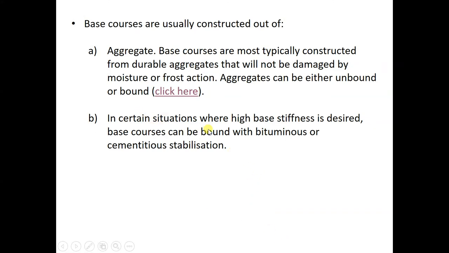Okay, in certain situations where high base stiffness is desired, base course can be bound with bituminous or cementitious stabilization. So sometimes, for example, on a road with a high traffic volume, a motorway or freeway, we don't want a pavement that is very thick. If it's an unbound pavement, it could be very thick, as thick as 1 meter deep. So if you want to reduce it, we need strength.